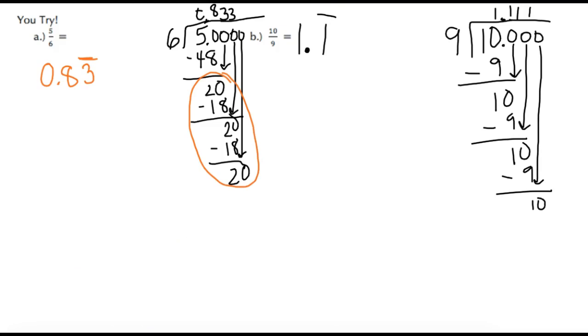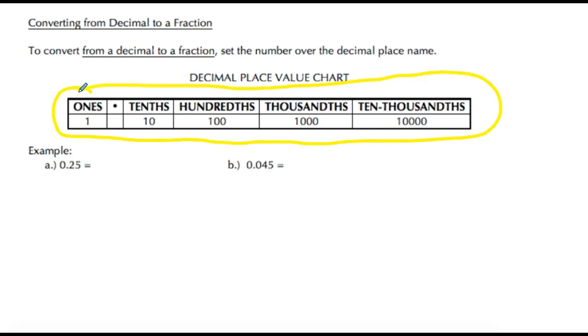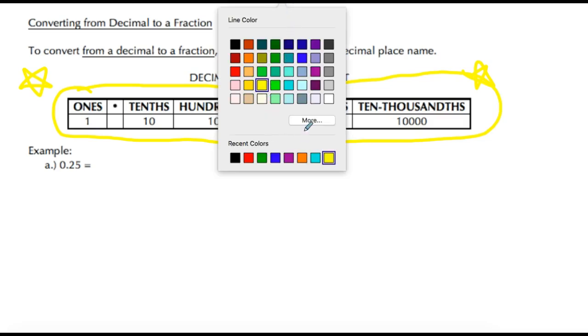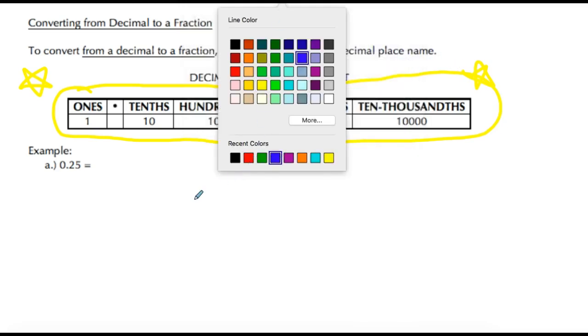Okay, so let's keep going. Converting from a decimal to a fraction. So now we're going the opposite way. And if you're going the opposite way, it's important to know this box. Very important. I usually put a few stars next to it. There is one hanging in my classroom. If you don't have it memorized, you can use that. The reason why it's important is we need to know what each one of these decimal places is called.